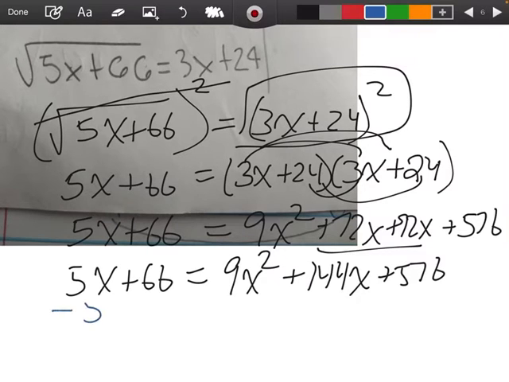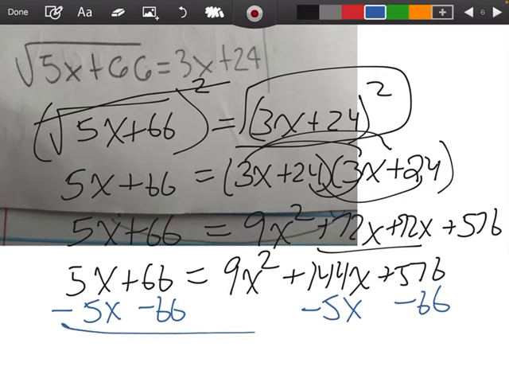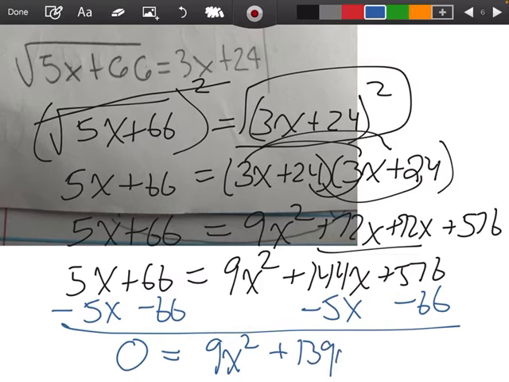And now I'm going to subtract 5x and subtract 66 on both sides, so that now on the left I have 0. Let's see, 144 minus 5 should be a positive 139 with an x. 576 minus 66 is 510.